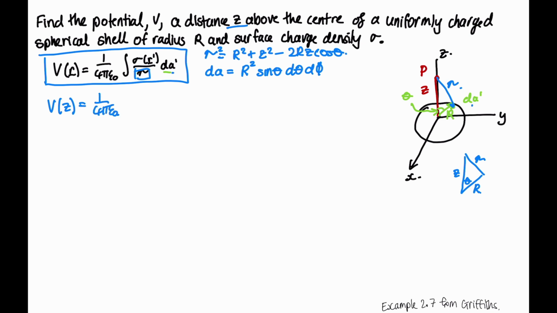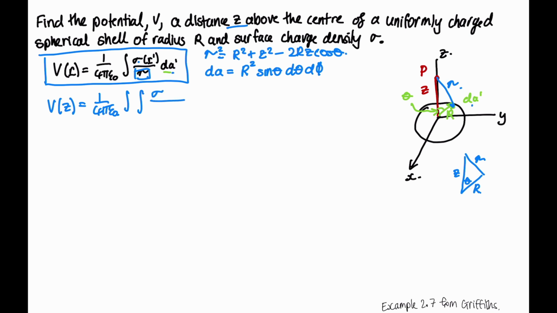And then because we've got the dA there, what we mean by this integral sign is that we're doing a double integral. So we're integrating over phi and over theta. So let's draw our double integral. Now, sigma in this case is not a function of the radius or the angle, because we're told that it has got a uniform charge density. So that's just a constant, sigma.